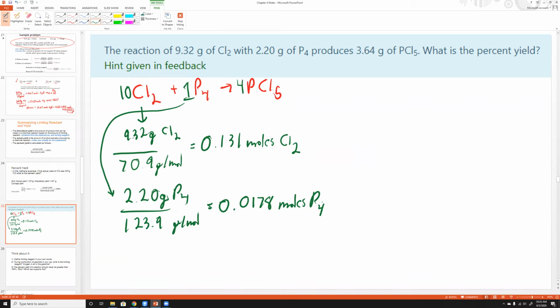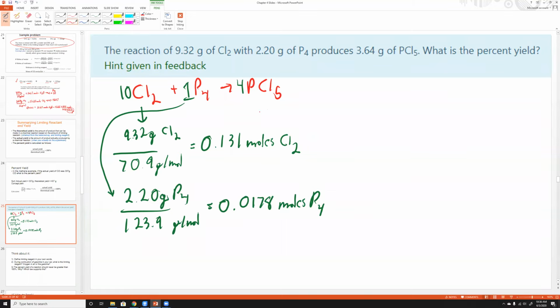So now we have that. Are there any questions up to this point? So we figured out the amount of moles that we have of our reactants. Now our job is to figure out how many moles of product each one of those reactants corresponds to if it reacts completely. So we're only taking into account one reactant at a time. So let's use a different color. Let's do chlorine first. 10 moles of chlorine gas make 4 moles of PCl5.